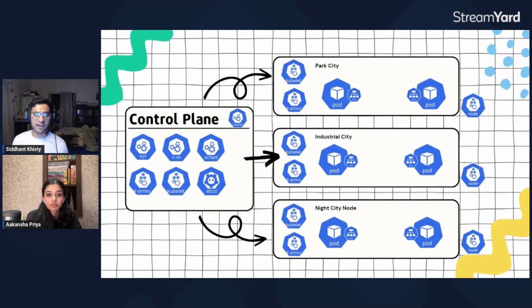And now we have gone through all of the core components of Kubernetes. If we visualize it, it'll look something like this. On the left, we have the control plane with the API server, the controller manager, the scheduler, the kube proxy, and it also has the kubelet and etcd. And then we have our regular nodes, which are our worker nodes: Park City, Industrial City, and the Night City node. Now, the control plane node and the worker nodes can have absolutely any names. You just need to give them the proper name and you can work with them.